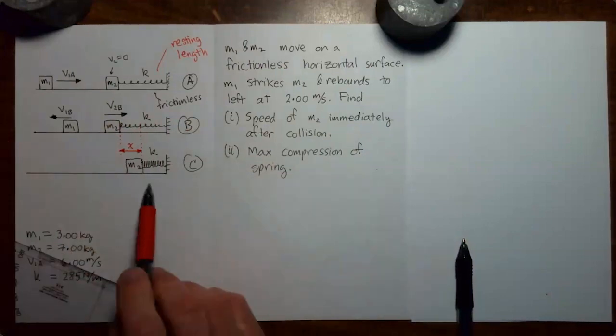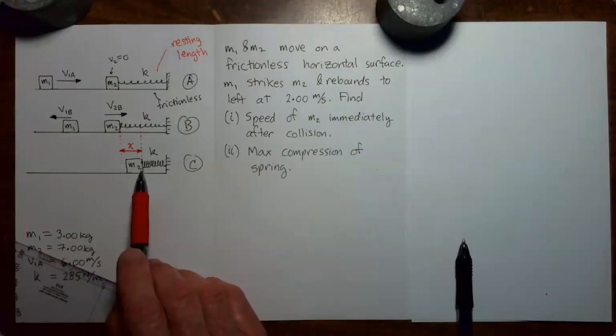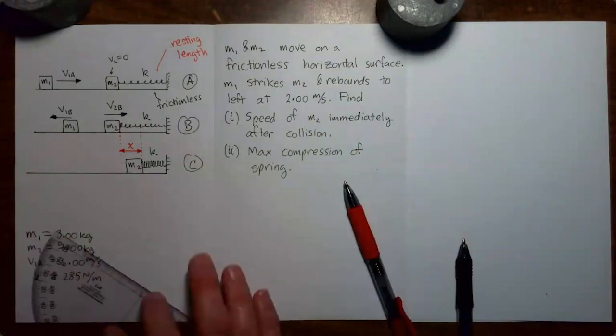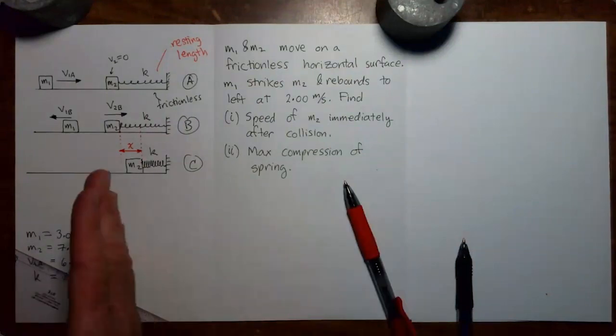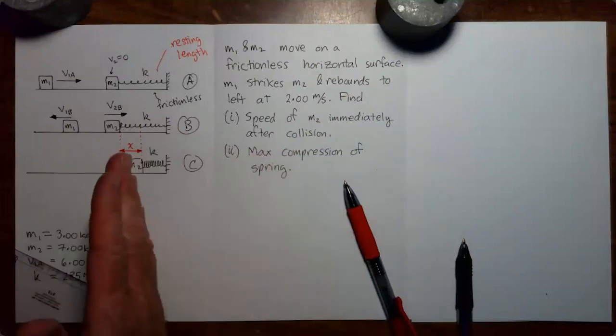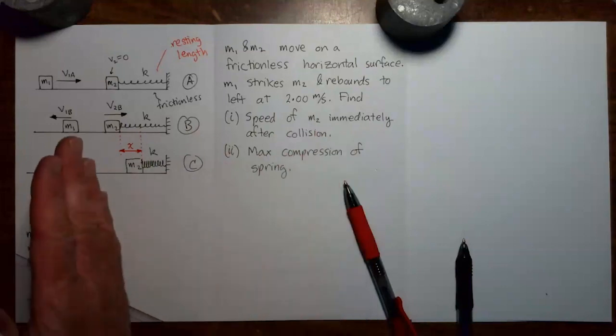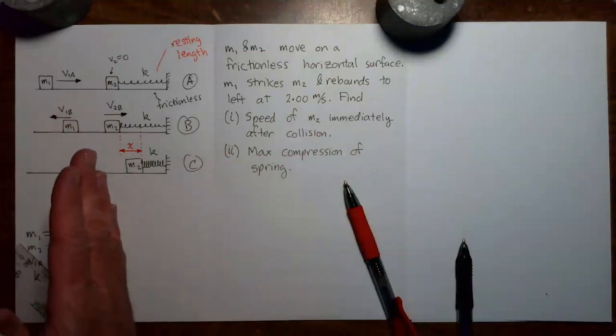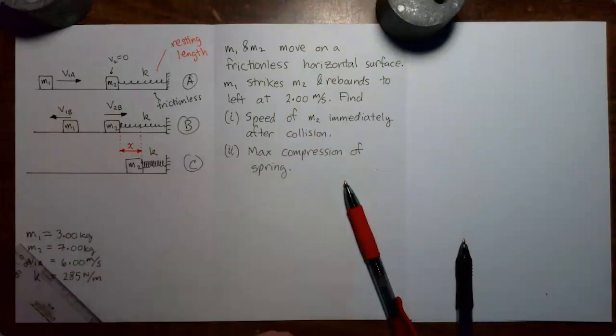Right, now, what is the velocity of mass 2 at the moment that the spring is maximally compressed? Suppose mass 2 is moving to the right. If mass 2 is moving to the right, that would mean that we had not yet reached the moment of maximum compression, right? If mass 2 is moving to the right, it's still in the process of compressing the spring.